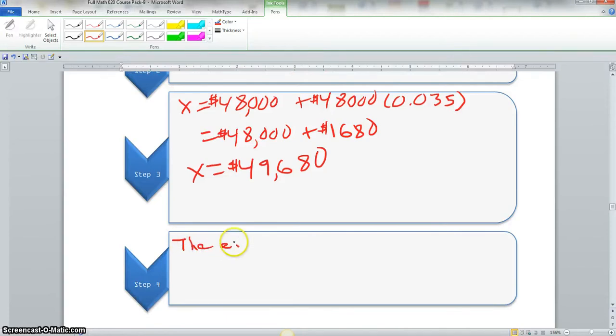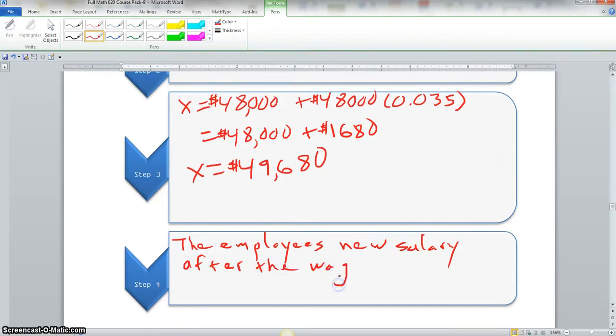The employee's new salary after the wage increase is $49,680. And that is the final answer for that problem.